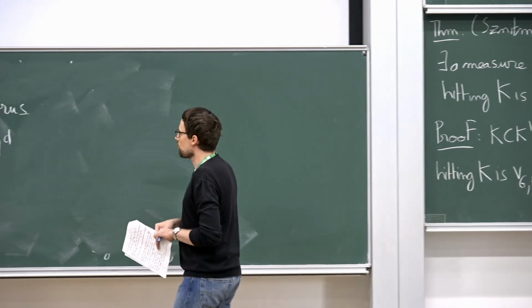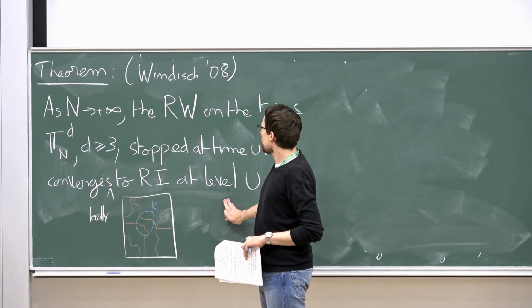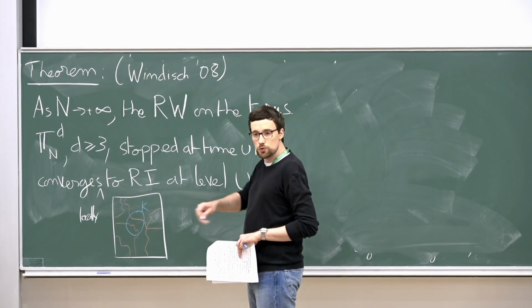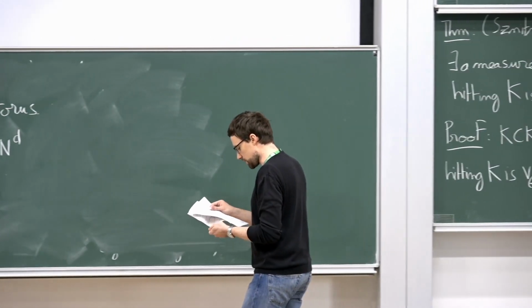So this is another natural way, and there has been a lot of application of this to try to understand the random walk on the torus using random interlacements, because that's a much easier object to study usually.